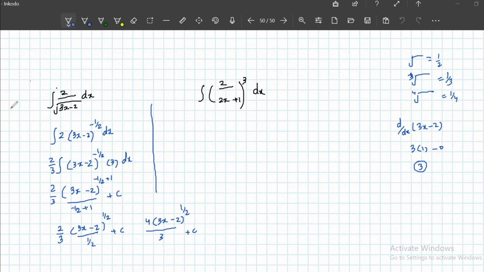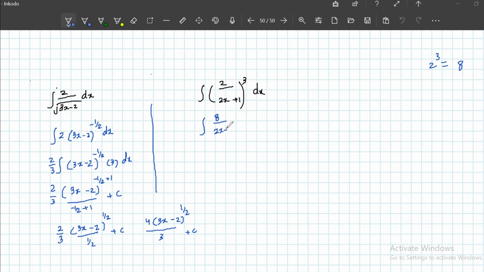So this is basically what? In this case, we can apply 3 on 2, and once you apply 3 on 2, it is 2 cube. That means 8. 2 cube means 2 multiplied by 3 times. So we have integration 8 over (2x plus 1) whole cube dx. So next step, we can say that we have 8 (2x plus 1) whole power minus 3 dx.